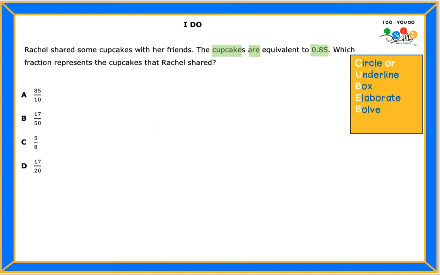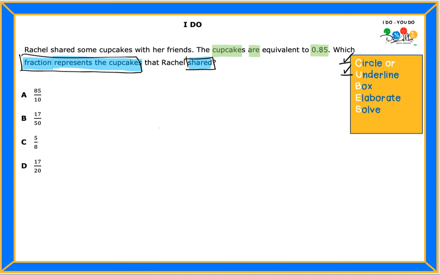Now I keep going and they're asking me for the fraction that represents the cupcakes that she shared. With it, circle or underline, and in our case we highlight. Now we have to box the question, and the question basically is this section here. Find the fraction that represents the cupcakes that Rachel shared. So we have to think about fraction, part to whole, and all that stuff.